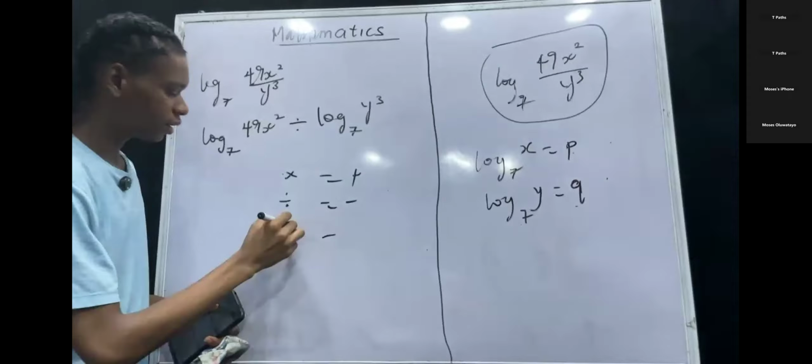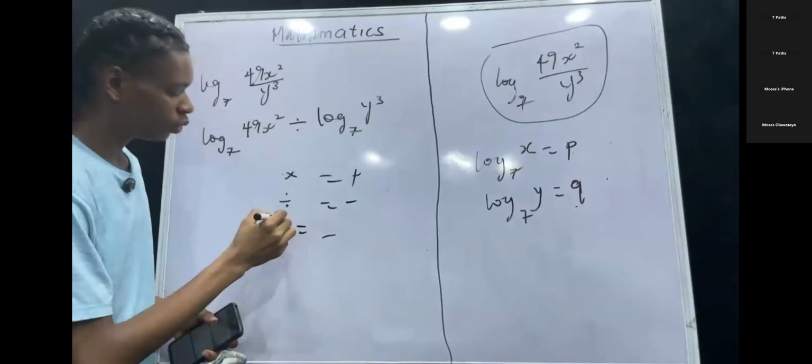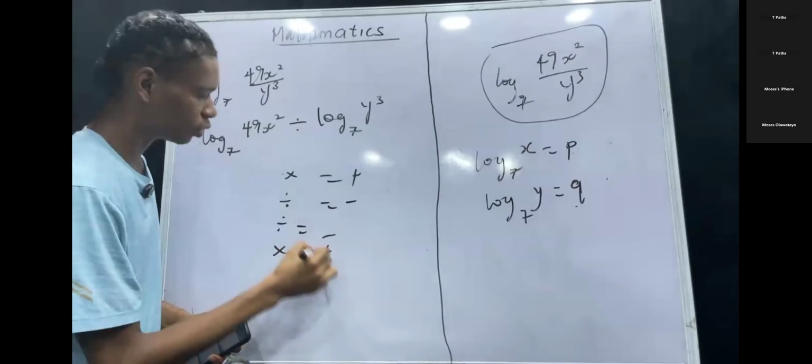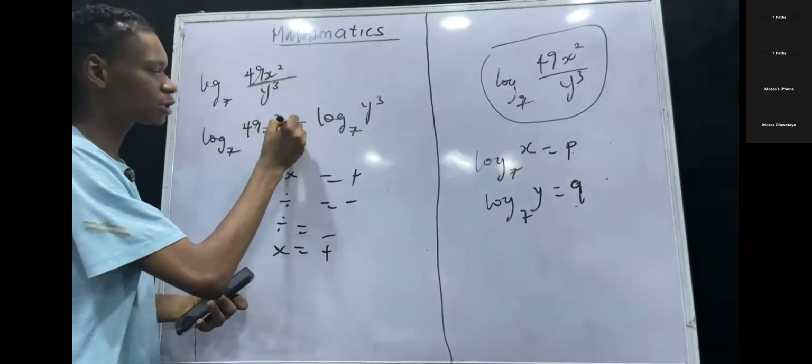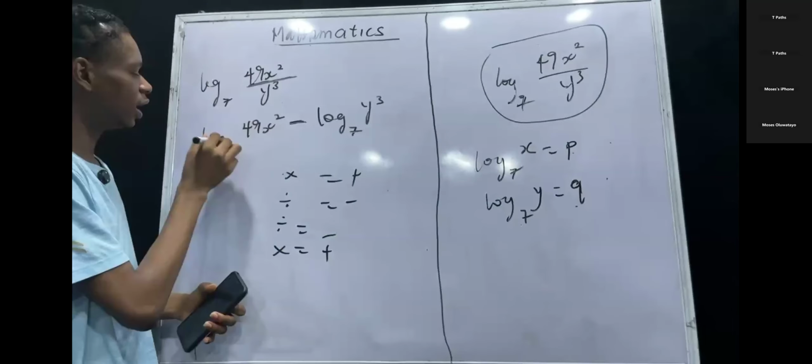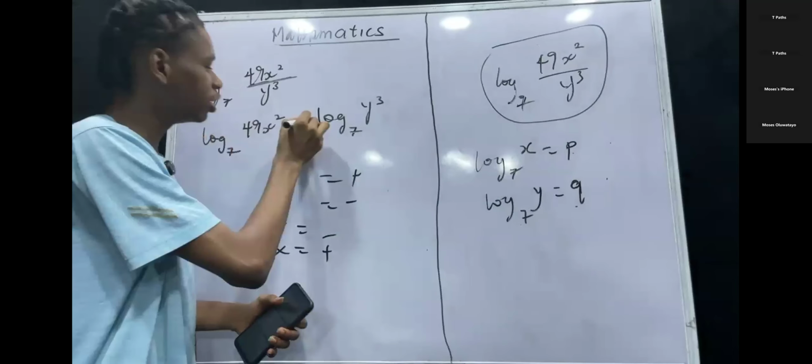So we are trying to simplify this expression here. So we have log 49x squared to base 7 minus log y cubed to base 7. So I can actually combine this together. If I want to do that, I'm going to change this subtraction sign to division. I'm going to write log to base 7, and I'm going to have 49x squared divided by this. So I can actually solve for this first.